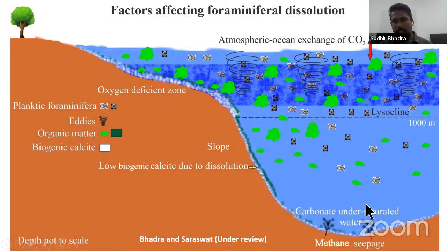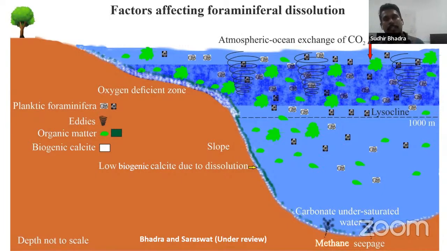There is another thing also. A recent study found much methane seepage in the shallow waters of the Bay of Bengal, and this methane seepage is mostly between 800 meters and 2,000 meters. So methane seepage again could make the surrounding water carbonate unsaturated.